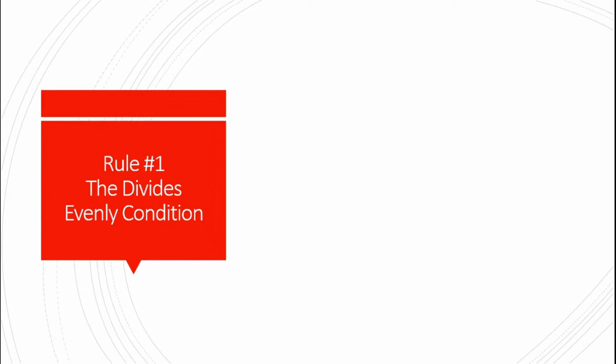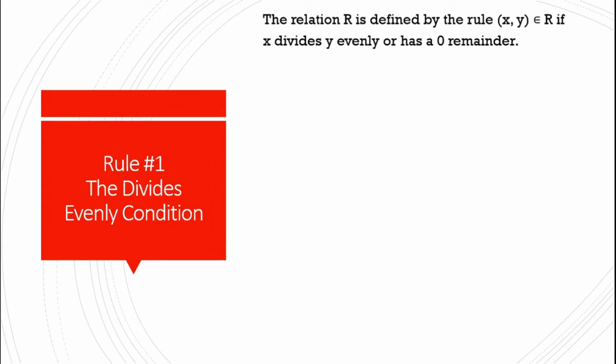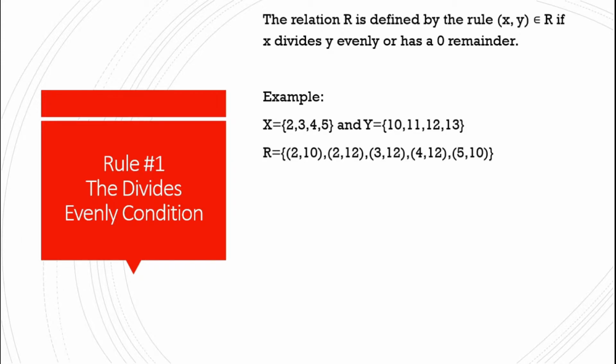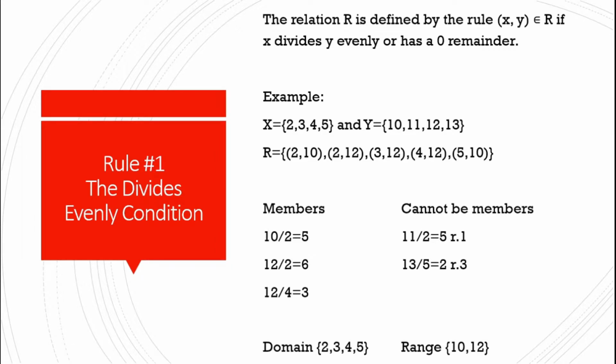Rule number 1, the divides evenly condition. The relation R is defined by the rule the ordered pair (x, y) is a member of R if x divides y evenly or has a zero remainder. For example, we have set x with members 2, 3, 4, and 5, and set y with 10, 11, 12, and 13. Our R is equal to the ordered pairs (2, 10), (2, 12), (3, 12), (4, 12), and (5, 10), which we can all see satisfy our condition that x divides y evenly or has a zero remainder.